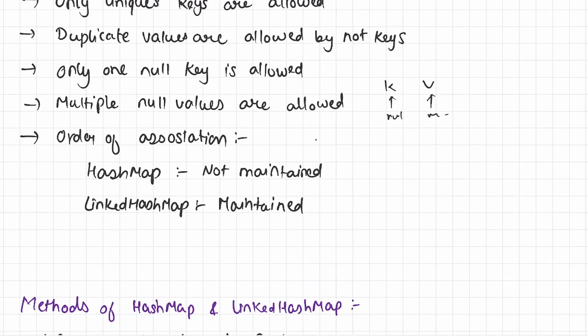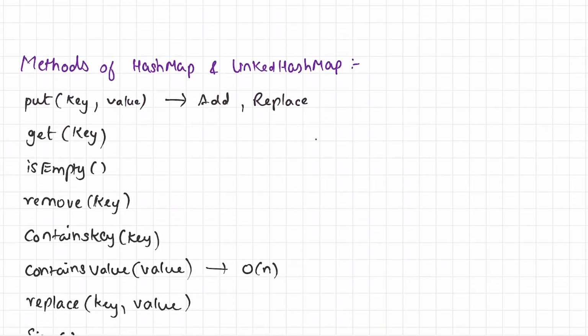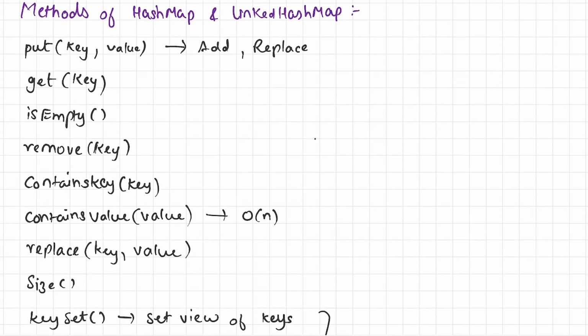Now if this is clear to you, then let's move on to the next section where we discuss all the common methods that we can call on HashMap and LinkedHashMap. So let's begin with the first method. The first method is the put method. The put method takes key and value as an argument and it is used to insert the new key value pair in the LinkedHashMap.